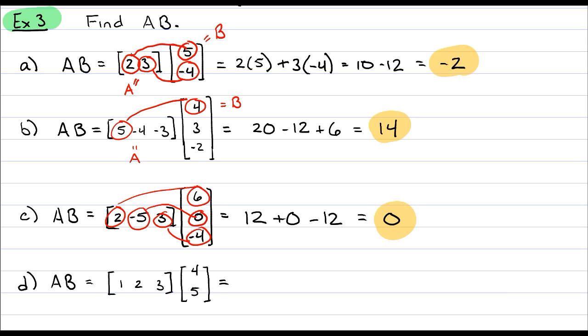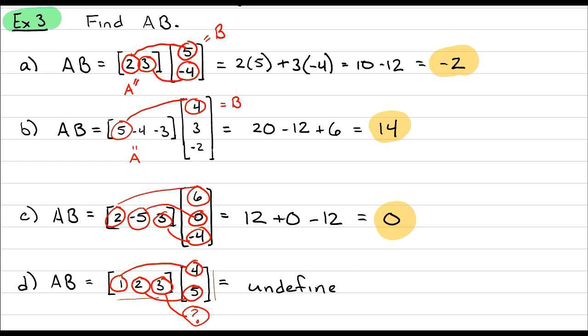Now, coming down to this last example, here we run into a problem. If you notice, matrix A, this row, has 3 entries, whereas matrix B has 2 entries. That means that we are not able to perform this multiplication. If we tried to do it, what we would get is 1 times 4. Okay, so far so good. Then 2 times 5. But since A has 3 entries and B only has 2, we don't have anything to multiply 3 by. So we cannot perform this operation, and we say that A times B is undefined.